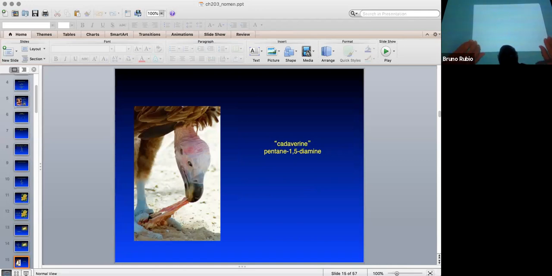Pentane 1,5-diamine. The common name for this compound is cadaverine. This is one of the products of the decomposition of flesh, right? And the cadaverine is very poisonous to a human being, but it's not poisonous to a vulture. That's their main food.